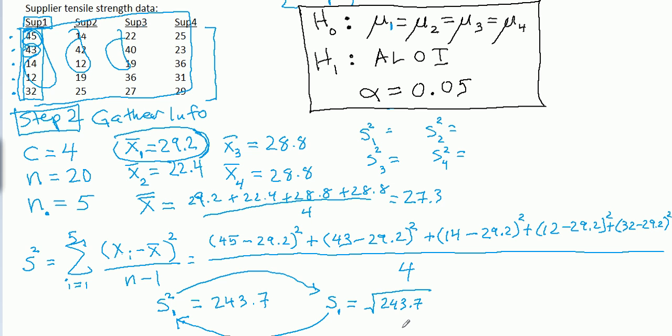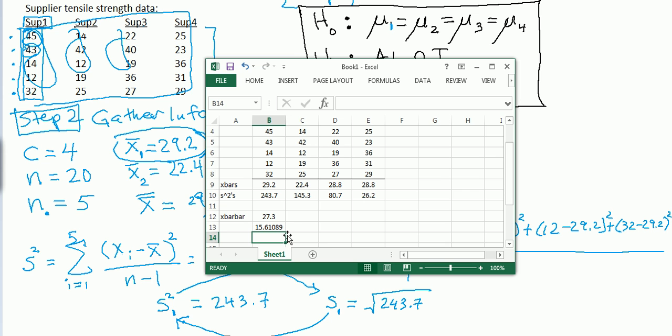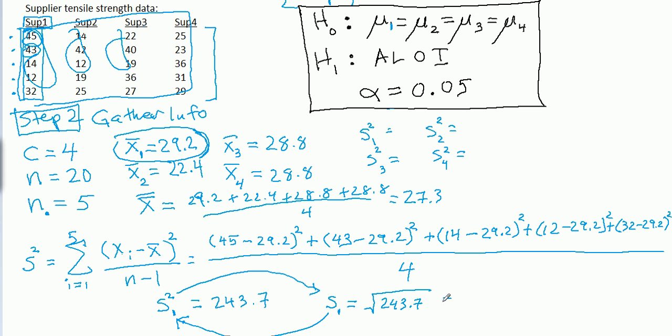And what is the square root of 243.7? Well, I pulled up a little Excel spreadsheet and I saw that it's 15.61, so do that with a calculator, or you could use a spreadsheet as your calculator. So 15.61 is the standard deviation. Now what if I knew this and I was asked to get the variance? Well, we're going around the loops. I take 15.61 and I square it and I get back to 243.7.